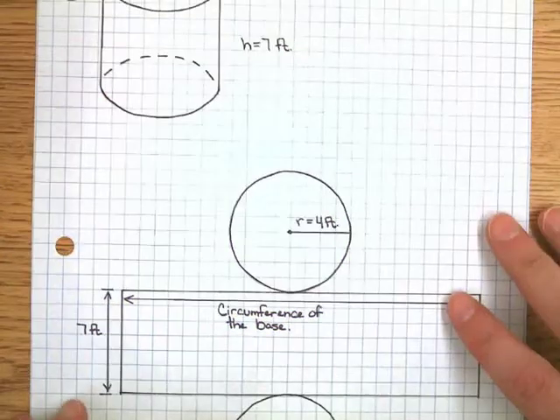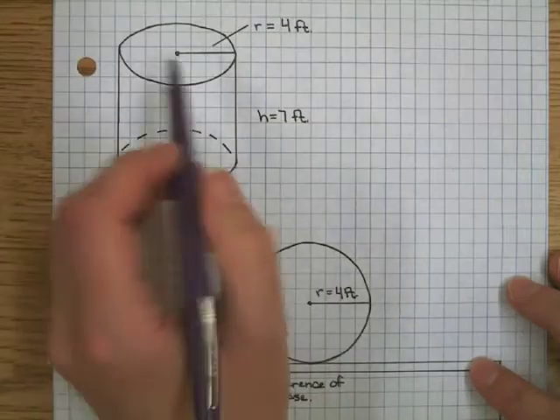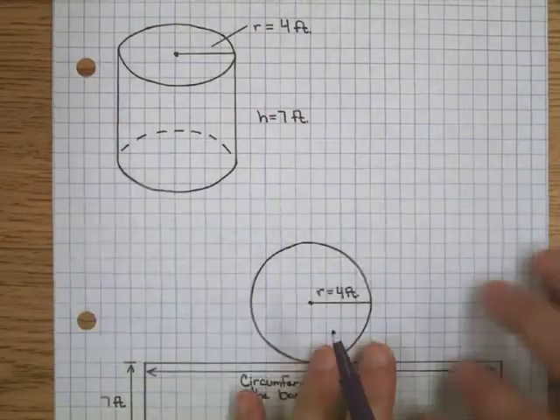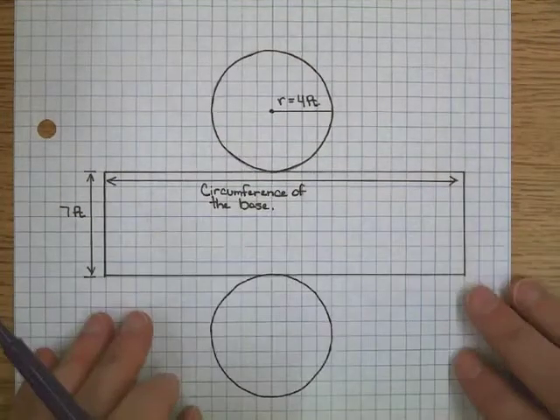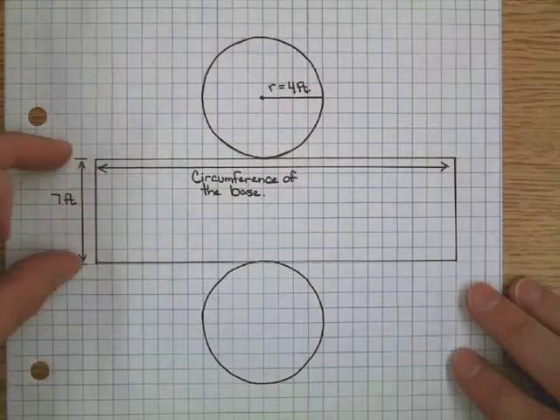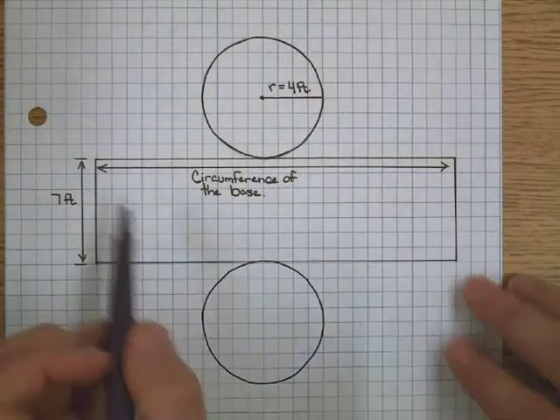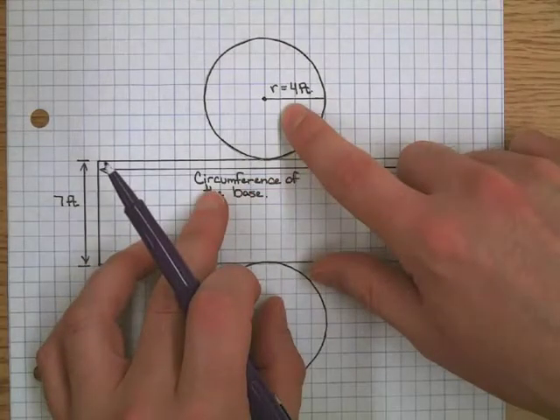Let's take a look. Here we have a picture of a cylinder, and it has a height of 7 feet, and the base has a radius of 4 feet. And if we open that up, here would be the net of that figure. We still have the height right here is 7 feet. Our radius of the base is still 4 feet. And this distance across here is the circumference of this base.